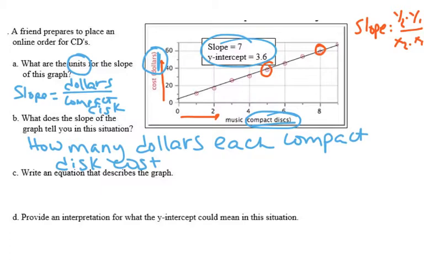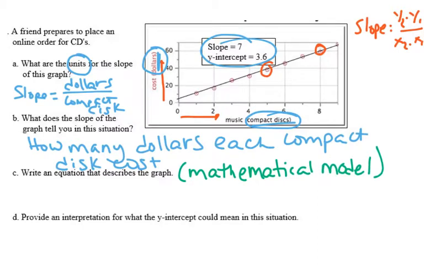The next thing you're going to have to do in physics is to write an equation that describes the graph. This is what we are going to be referring to as the mathematical model. So anytime you're asked to write a mathematical model, we're talking about the equation of the line. You have to think back to algebra and slope-intercept form.